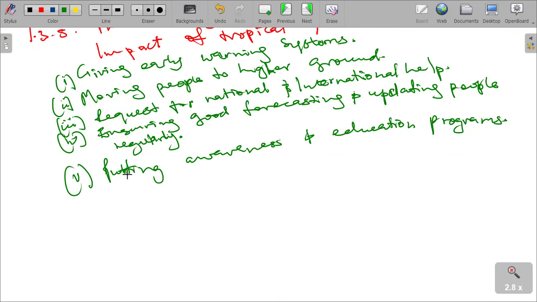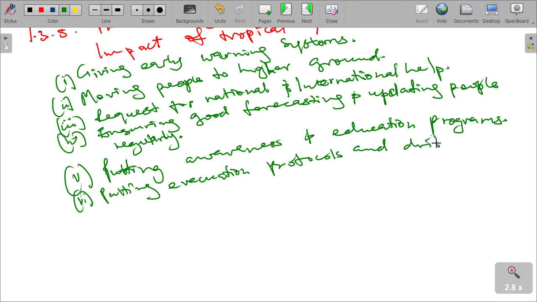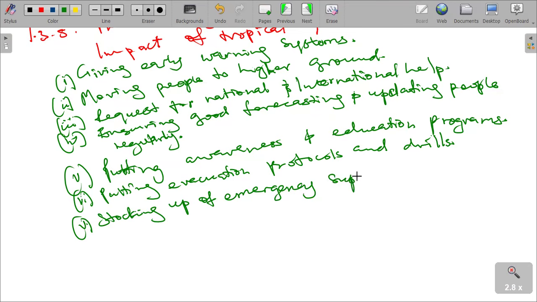We can also talk about evacuation protocols and drills, putting evacuation protocols and drills. This will also help to save people on the problems that would come up, and then stocking up of emergency supplies and necessities. This can also help to ensure that when people are trapped, they can be able to survive.